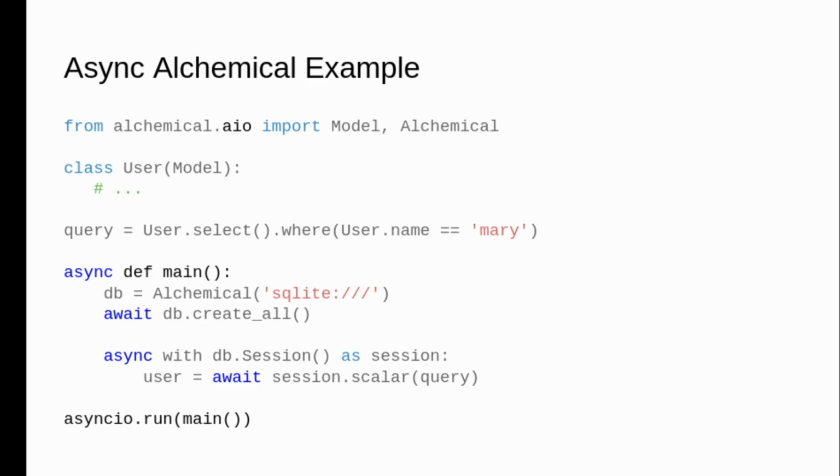Here's an example that uses the async Alchemical interface. The difference is that you import from alchemical.aio. The model is the same, the query is the same, and then create_all, and the session and the scalar calls, all the blocking calls are awaitables, so you have to use await. The context manager is an asynchronous context manager, so basically all natural, right? And it's actually very easy to migrate to async, much easier if you do it with Alchemical.